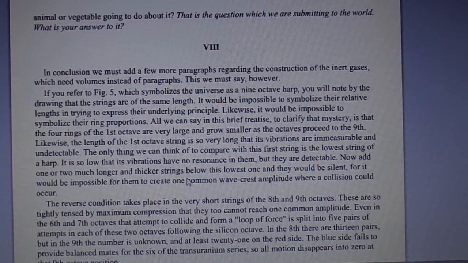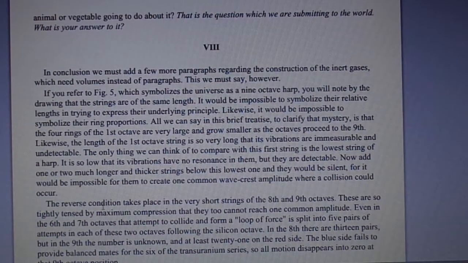All we can say in this brief treatise to clarify that mystery is that the 4 rings of the first octave are very large and grow smaller as the octaves proceed to the 9th. Likewise, the length of the first octave string is so very long that its vibrations are immeasurable and undetectable. The only thing we can think of to compare with this first string is the lowest string of a harp. It is so low that its vibrations have no resonance in them, but they are detectable.